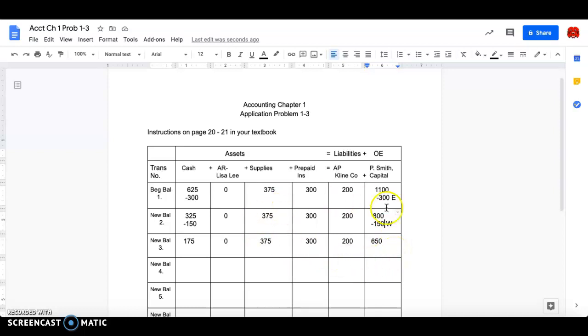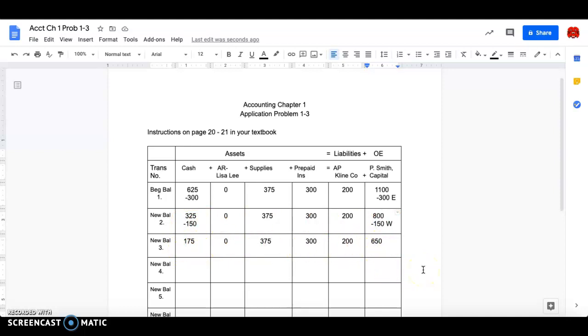Now when you do something with revenue, then you're going to put an R. So you're going to be using E, W, or R for any number that you put over here in the capital account, all right? So 650 is right. That's the right balance there. 200, 300, 375. I think this is the right. For some reason, I had the wrong numbers, but I think our balances are right.